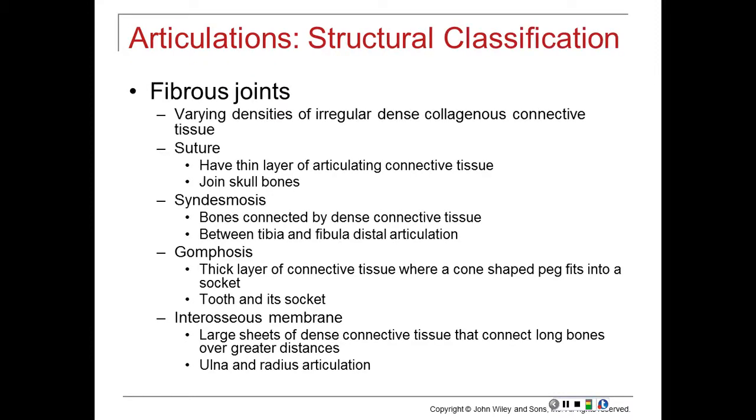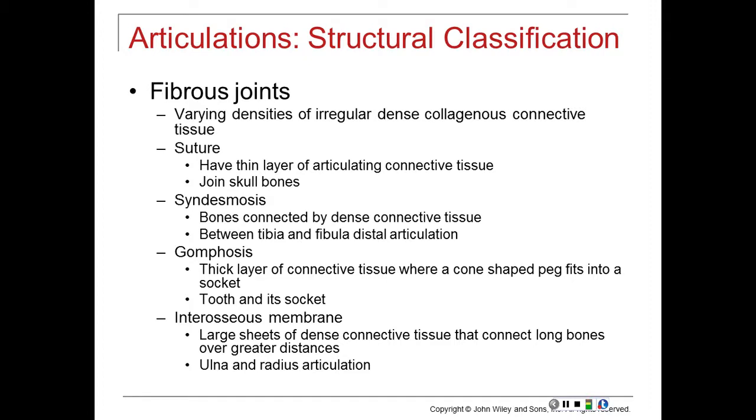When we look at the structural classifications of our synarthroses, we have fibrous joints. The majority of our immovable joints are made of special fibrous connections, like our sutures, as I mentioned. The sutures joining the skull bones have that thin layer of articular tissue connecting them. There's also a syndesmosis, like the connection between our tibia and fibula, the distal articulation. Doesn't move, very, very fibrous in its connection.